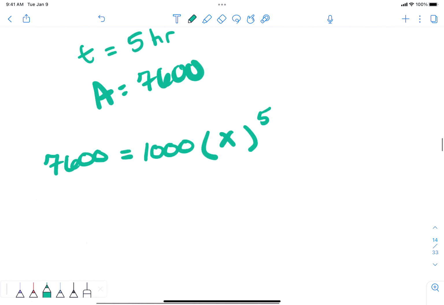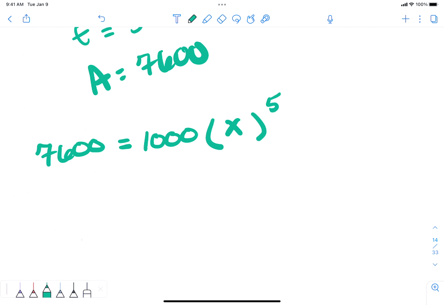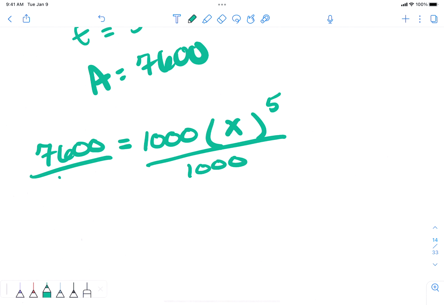Can I solve this and figure out what x is? You can divide by 1,000, okay, and take the fifth root of that is a really good idea. Let's divide by 1,000. 7,600 divided by 1,000, just move the decimal. 7.6 equals x to the 5th power. And then we take the 5th root, like Mallory said.